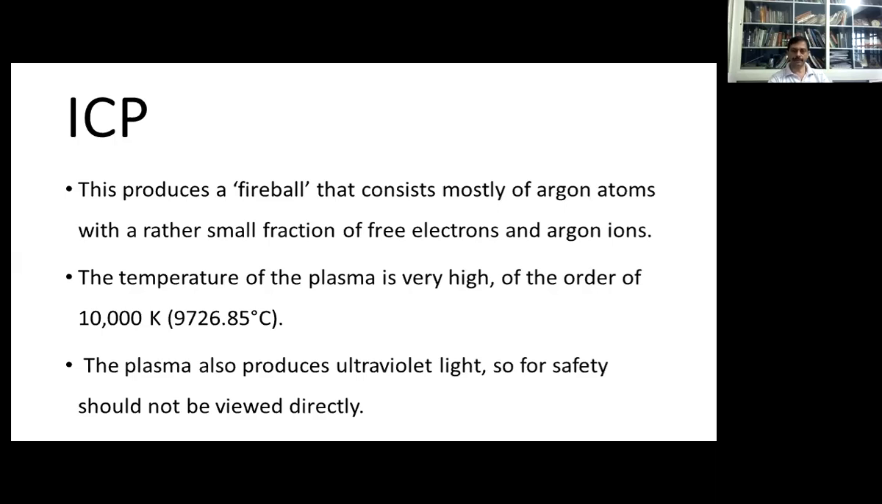So you have to be very, very careful. You have to avoid the direct contact or direct observation of ultraviolet rays. So you should take all the safety precautions not to view UV light that is produced during the generation of this plasma.